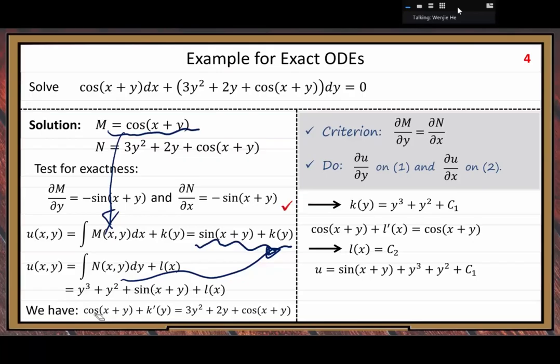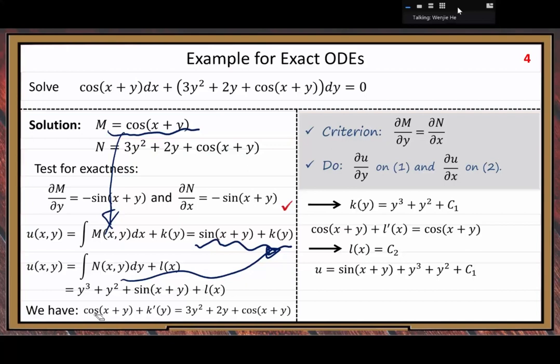Now I want to skip from this step and jump to the final solution immediately, based on our analysis. Common term, sine function. So we copy it here. The y part should correspond to K of y, so we put it here. The L function corresponds to 0, so no contribution, but a constant.